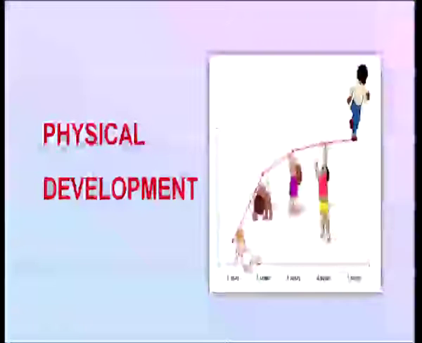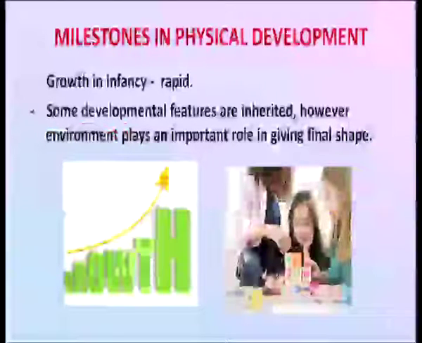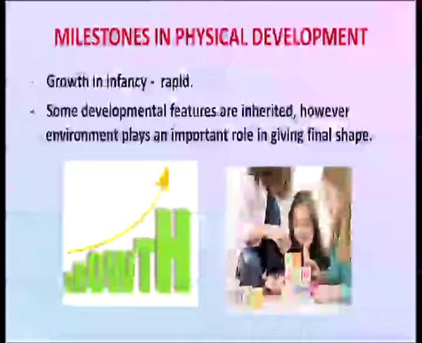First domain of development we are talking about is physical development, that is development in the physical body. Now the milestones in physical development. We all know that there is a rapid growth in infancy and early childhood period. Some developmental features are inherited. However, environment plays an important role in giving a final shape. As you see in the picture, the curve is upward. A child grows very rapidly during the infancy and the early childhood period and is impacted by the different domains of development as we have already discussed.